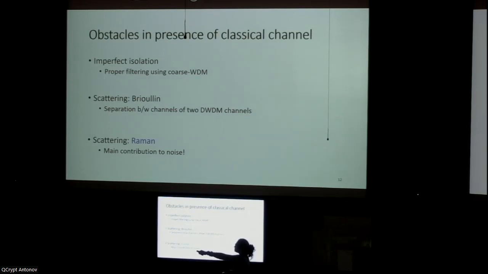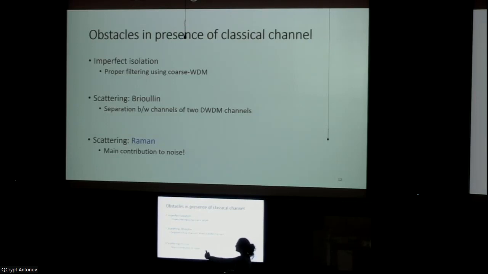So for example, the Brillouin scattering. The scattered photon will have a new energy of only maximum 10 gigahertz. So to have negligible such scattering, it's enough to place a quantum channel at a minimum of 2 DWDM channels apart from the classical channel. However, Raman scattering is much broader. And so this has to be thought about: how to best still perform QKD with this still quite present. So this would be the main contribution to noise.